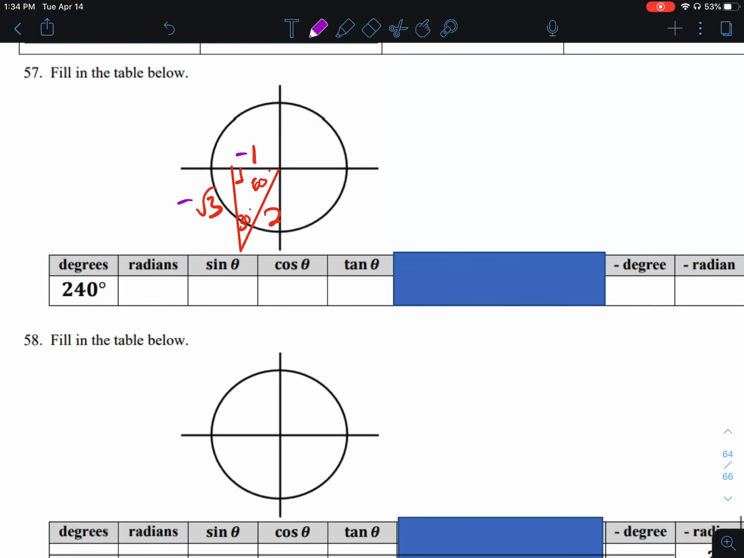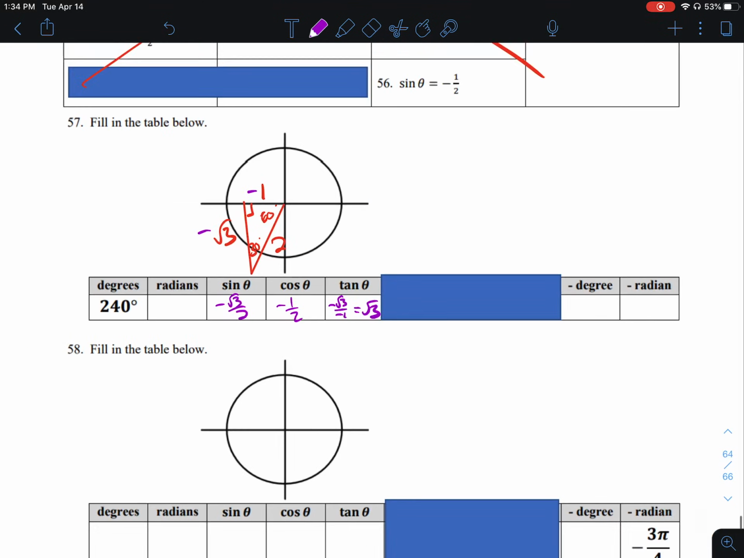So what is sine of 240 degrees? Well, it's y over r, so that's a negative square root of 3 over 2. What's cosine of 240 degrees? That's x over r, so that's negative 1/2. What's tangent of 240? It is y over x. That's negative square root of 3 over negative 1, which reduces to square root of 3.